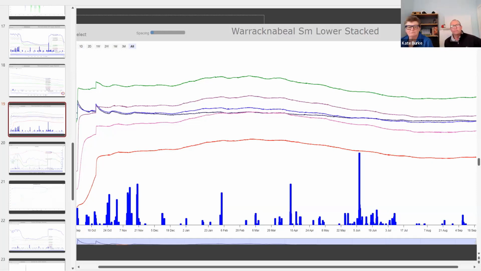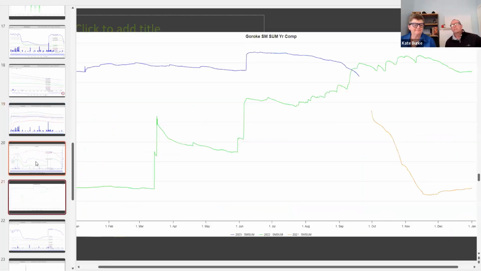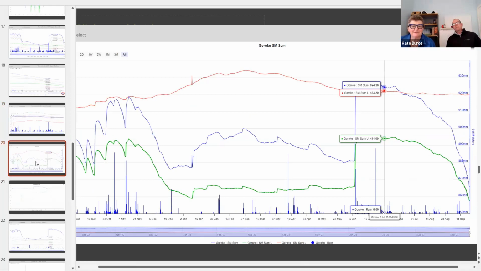And then we can just move into Garoke. Yep. And just looking at focusing on the total soil moisture. So it's another canola crop. It's canola on wheat stubble.